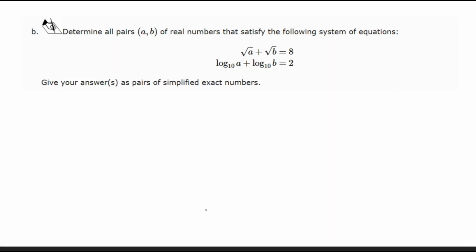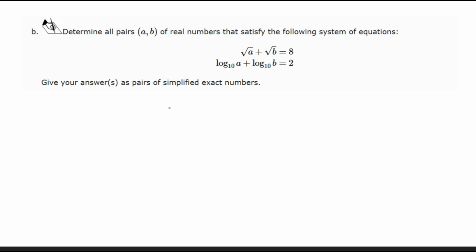Okay, and now for the 7b of the 2017 Euclid contest. This is a logarithm problem involving logs and radicals. Determine all pairs AB of real numbers that satisfy the following system of equations. Give your answer as pairs of simplified exact numbers. So of course, pause the video, try the question out for yourself, and then once you're done with it, you can unpause and let's go.